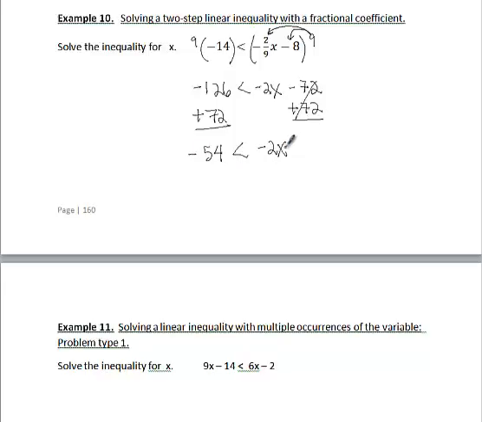Now, to get the x by itself, we note that it is being multiplied by negative 2. The opposite of multiplication is division, and to get rid of the negative 2, we divide by negative 2. And so here we are dividing by a negative number again. We flip the inequality symbol in the next line. We bring down the x by itself because the negative 2's cancel, and a negative divided by a negative will be a positive number, and we end up getting 27.